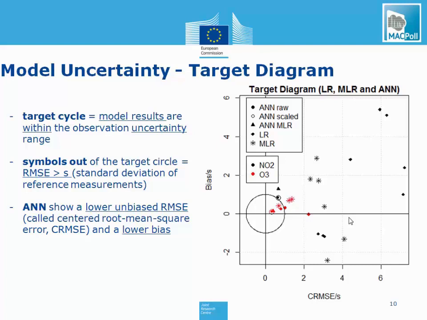As you can see here, or as you can try to see maybe, the only dots which are inside the target circle are the red ones. The red ones correspond to the ozone, the most efficient one on our side. For the black ones, which correspond to the NO2 sensor, the only ones that are nearer to the circle are those corresponding to the artificial neural network. All LR and MLR were showing a very high root mean square error.